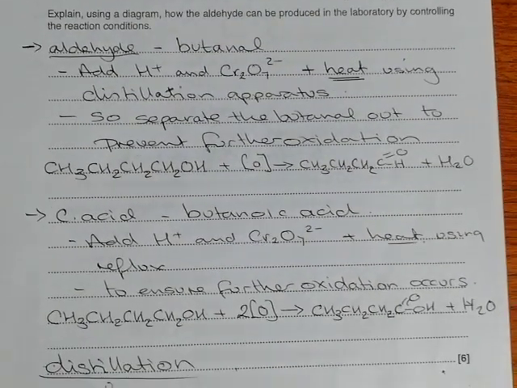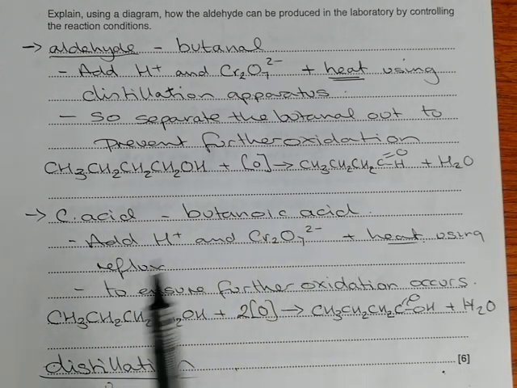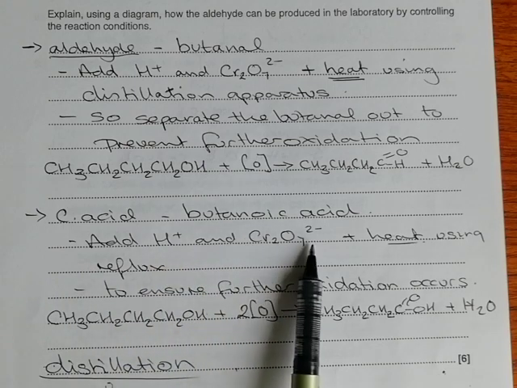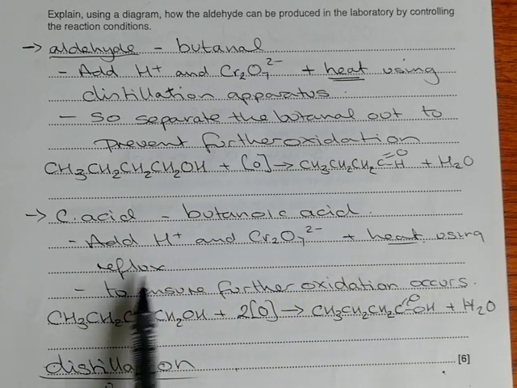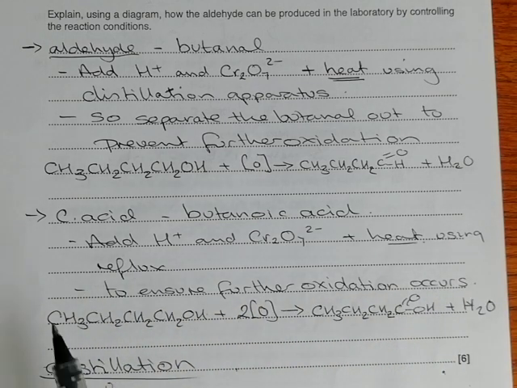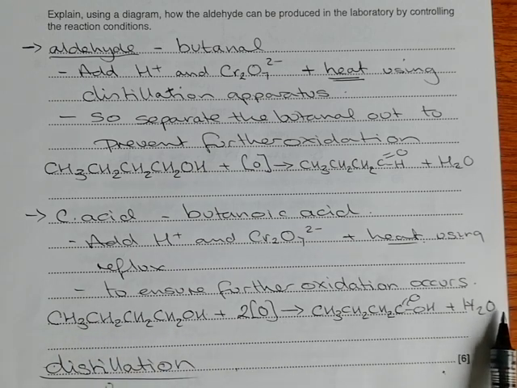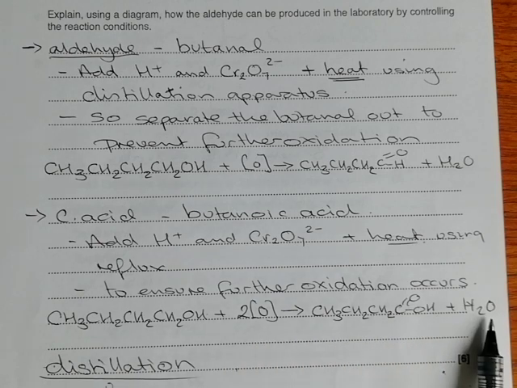Making the carboxylic acid then. Again, we know it, so call it butanoic acid. Again, H plus and dichromate ions, heat, and this time using reflux. And that's to ensure you do get further oxidation. Right, your equation out for this, remembering you've got 2 oxygens here and you still make 1 water over here.